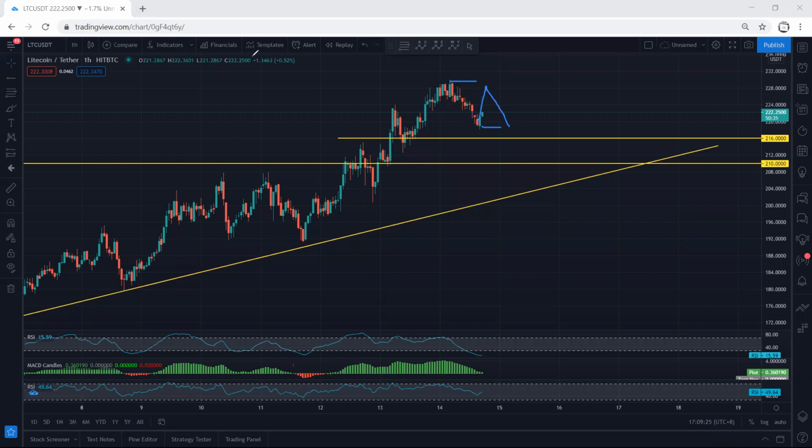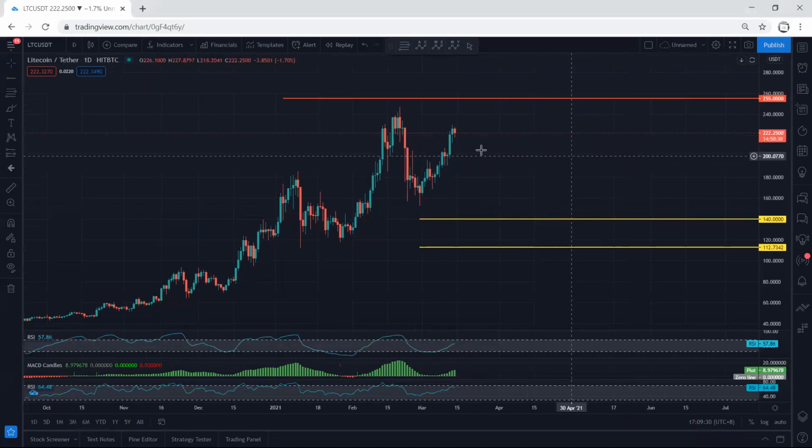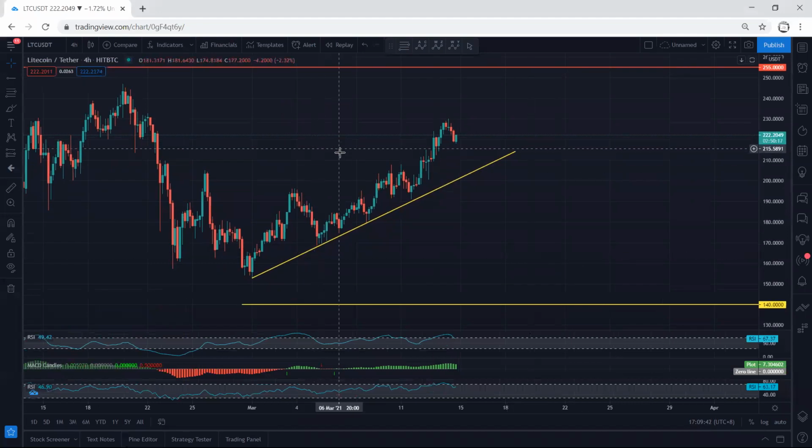for continuation. Okay, if we move to the daily chart, we were expecting for continuation, for the price to break the top, but it hasn't, and now we want to see what we get here. Actually, this is better, we move to the four hour chart, because based on the daily chart we have nothing, and if we move to the four hour chart, this is what we get.